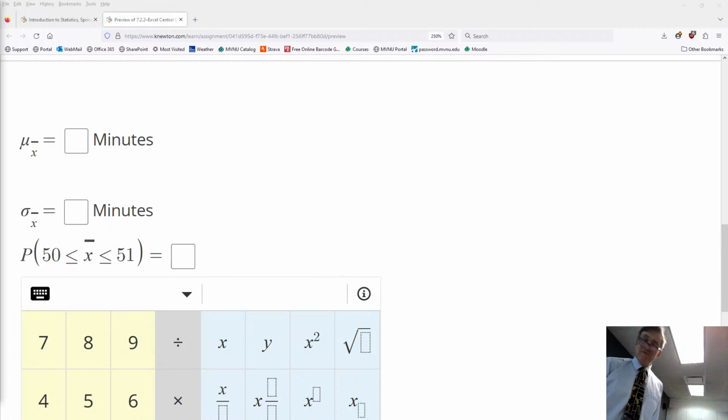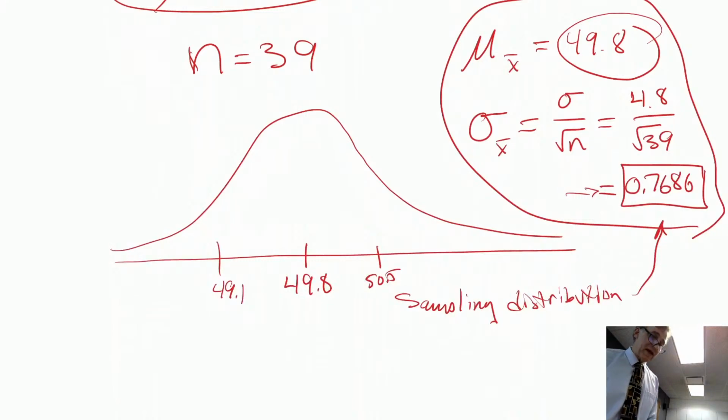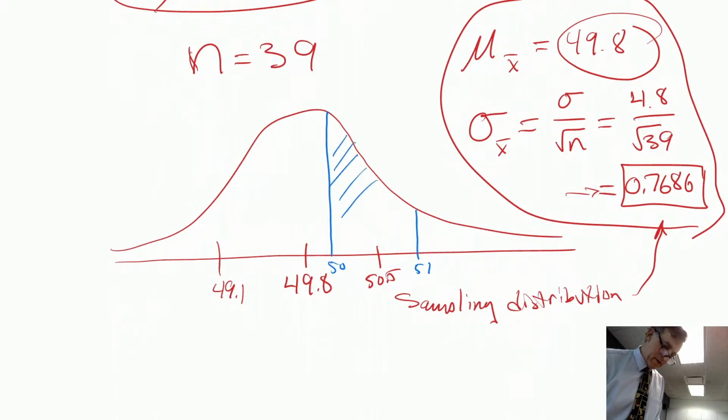What's the probability of being between 50 and 51? You're going to answer this the same way that you answered questions like this before spring break. Draw on here 50 and 51. Shade. Make a mental note as to how much of the distribution it looks like is shaded. It looks like it's maybe 30%. It doesn't have to be perfect. Just a mental note, because you want to have an idea before you do Excel.